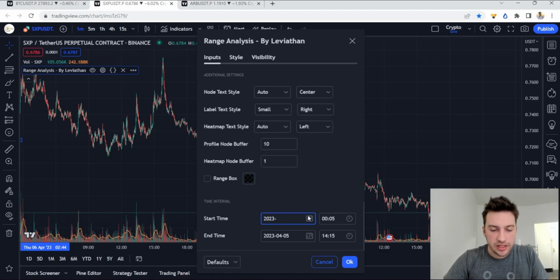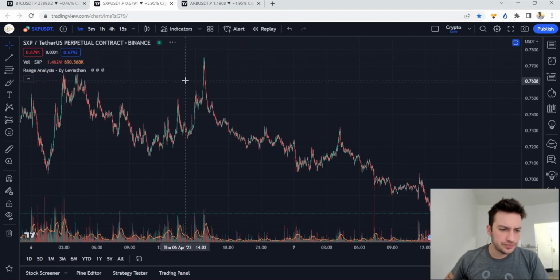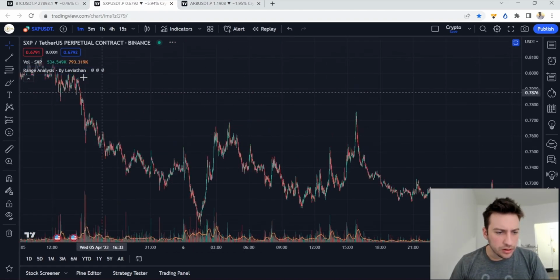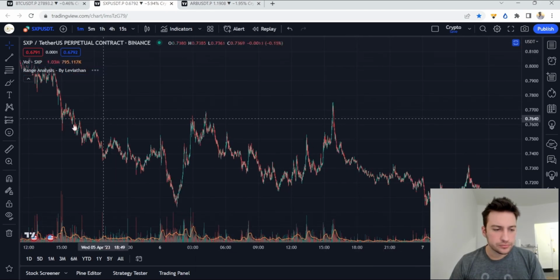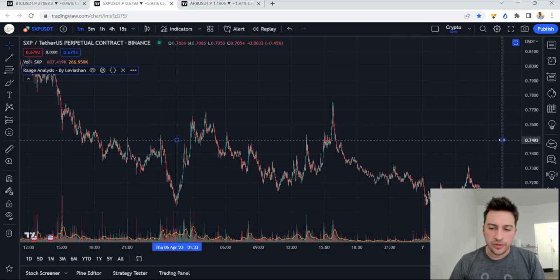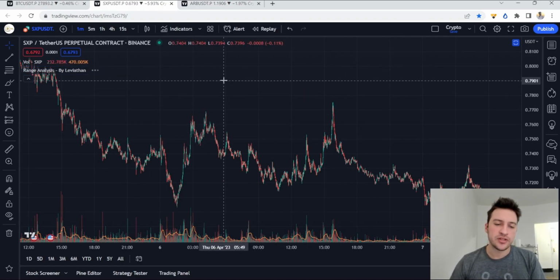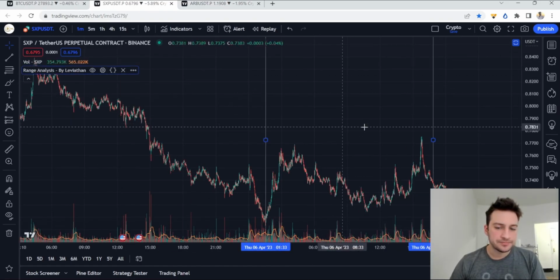If I do, let's say April, and then let's do 06. Let's just see the data from there. Here we go. Oh yeah, I want to show this one. This would be good. Just this range right here. So I've isolated this range right here.